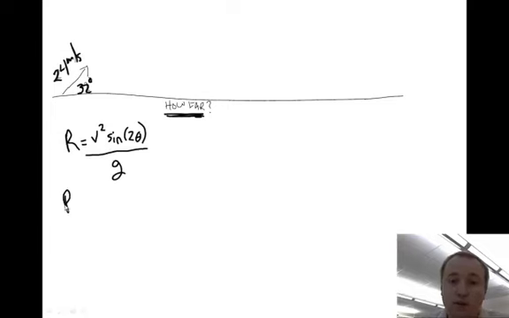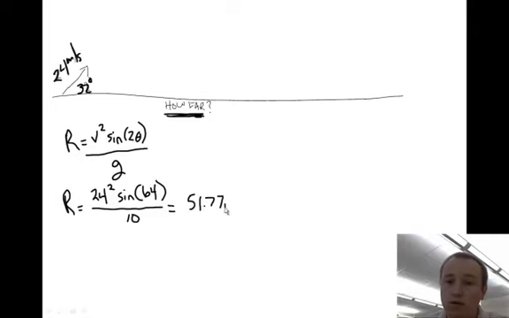Now the range is what we're looking for. The velocity, 24 squared, just stick in 24. Sine of 2 times the angle, 64. Gravity's 10. Shoved into a calculator, I'm going to get 51.77 meters, which is just going to be 52 meters. That's it. That's how we use the range equation.